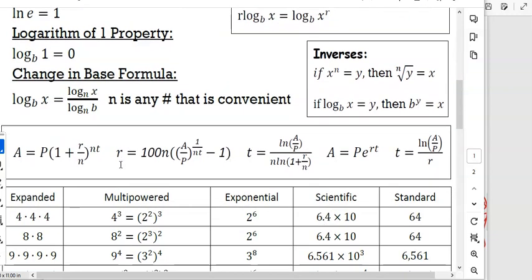Here's some other variables solved for. So here's what they will usually give you with A solved for, with R solved for already put in percentage form, T solved for, and then this formula right here is for continuous compounding. So if it doesn't say n times per year, annually, semi-annual, monthly, any of that kind of stuff, if it says continuously, you would use this formula instead. It's usually used for things such as population growth.